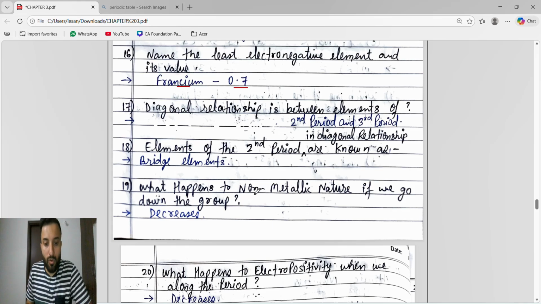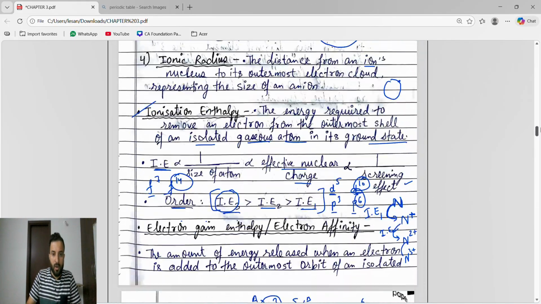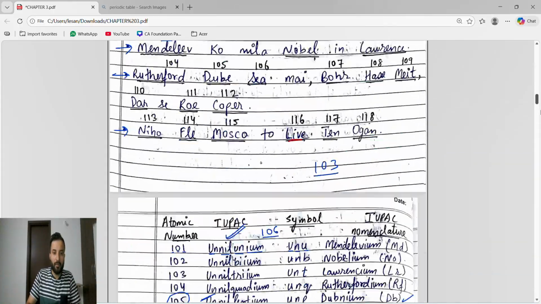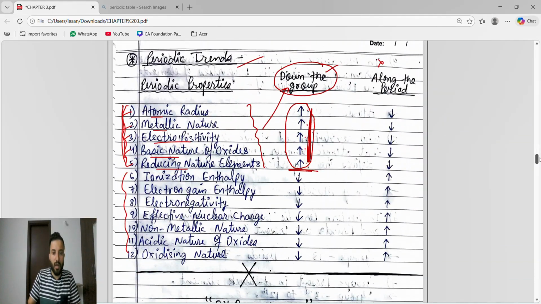What happens to non-metallic nature as we go down the group? See, down the group we have to learn only for down the group. In the examination they will ask along the period, so we will reverse from down the group to along the period. Down the group, only 5 things are increasing: atomic radius, metallic nature, electropositivity, basic nature, and reducing nature.